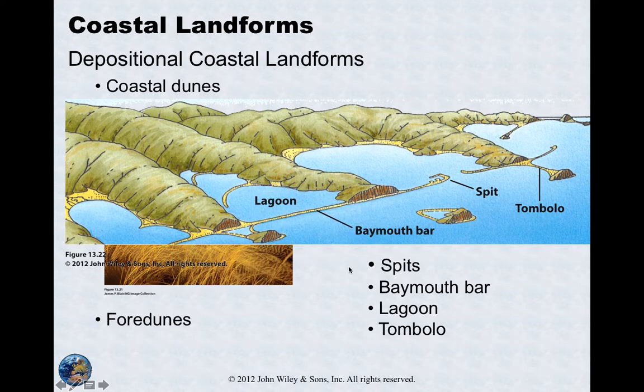Now, just because we live in California, which is dominated by erosional coastline and erosional landforms, doesn't mean that we don't have stuff that looks like this. If you go to Pismo Beach, you have coastal dunes. If you go down to San Diego, you're going to see a landscape that looks a lot like this depositional landform right in here.